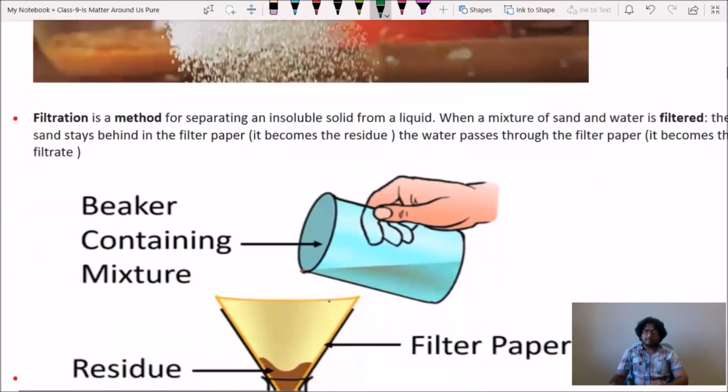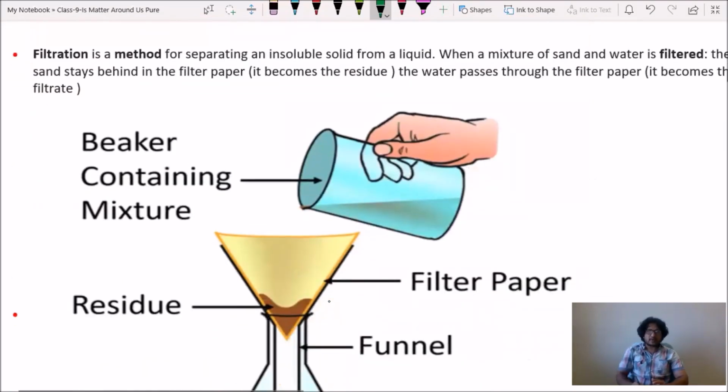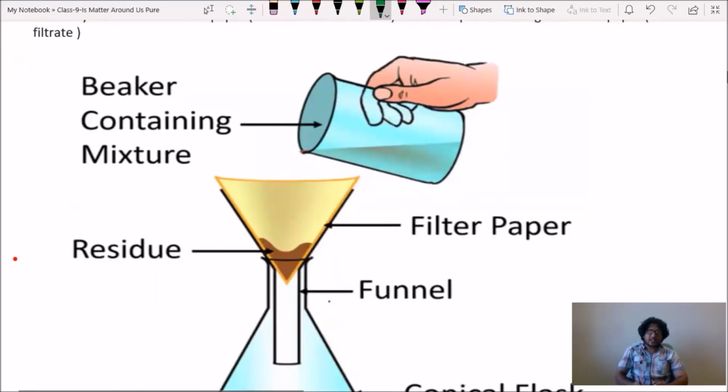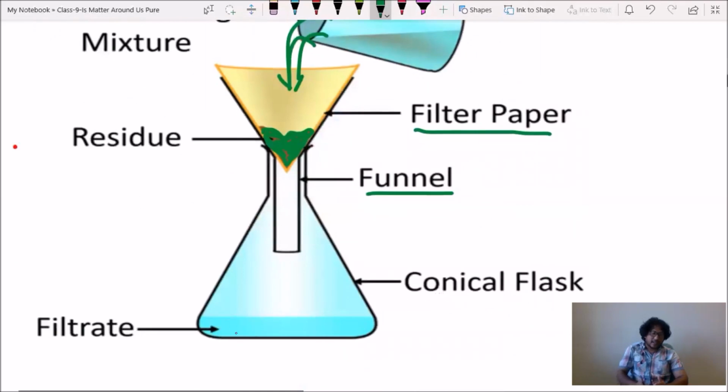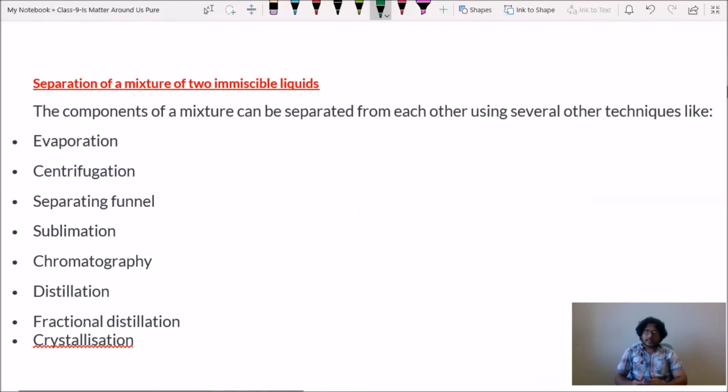Next, filtration. It is a very simple process by which components can be separated so easily. Consider there is a beaker with some mixture, and here we are using a funnel, and inside that funnel we placed filter paper. Because of the filter paper, the residues, the sediments, those particles will be settled here and we get a pure solution here, and that solution which is filtered is known as the filtrate. Next, that is about heterogeneous mixtures.